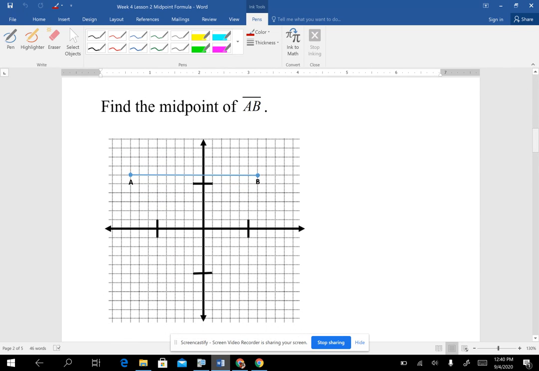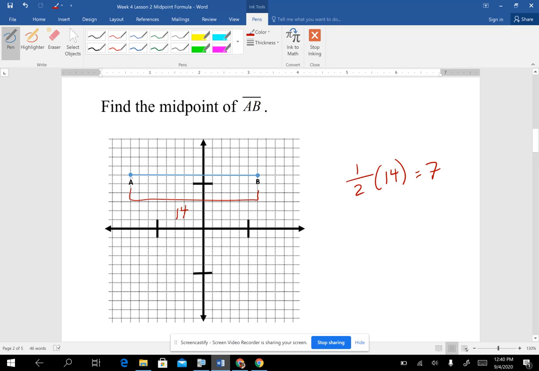You'll notice that AB is a horizontal line segment. So if I want to find the midpoint of AB, I definitely don't need any sort of formula. I could probably just count and see how long that line segment is. So to get from A to B is 1, 2, 3, 4, 5, 6, 7, 8, 9, 10, 11, 12, 13, 14 units long. So the midpoint is the halfway point. So if I count half of 14 is 7 units.